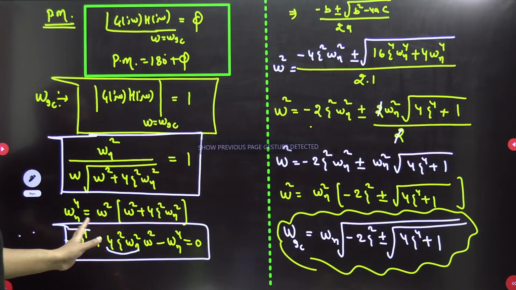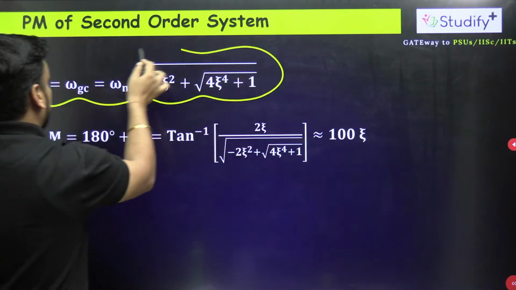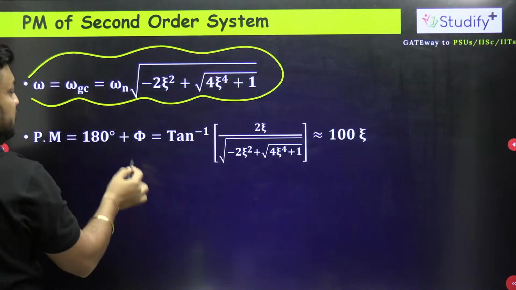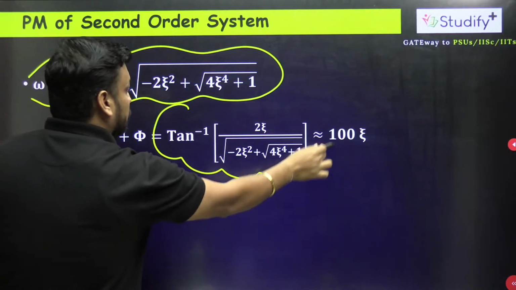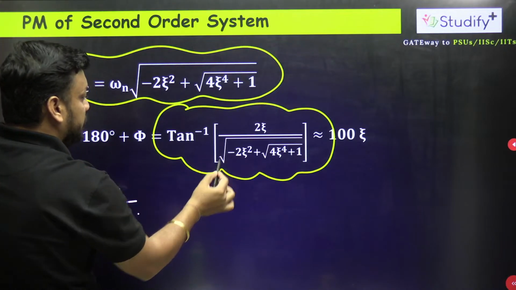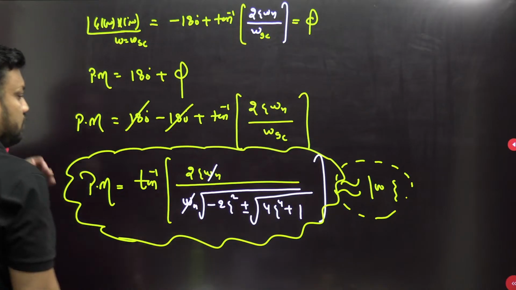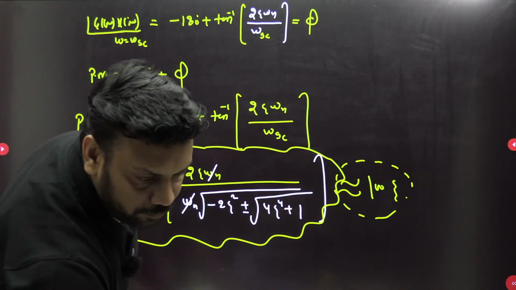That is why we have noted two values here. So these two values we have just derived, guys. This is omega gc and this is the phase margin, which is tan inverse of twice zeta upon omega n. Here omega n also comes, na? Acha, this omega n and omega n get cancelled. Yes sir, we can cancel.